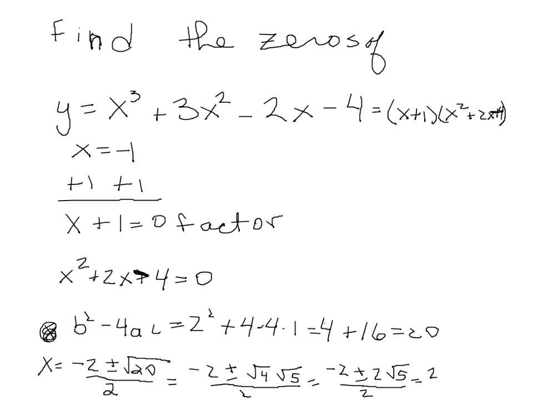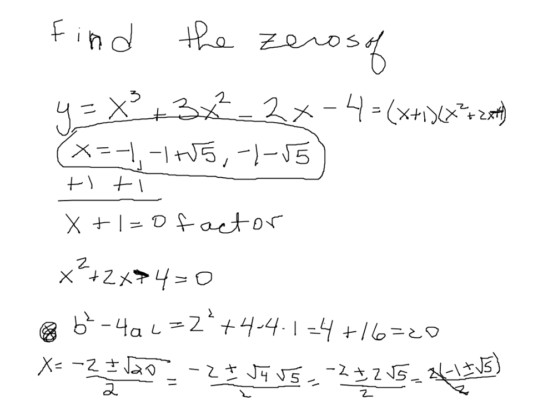And now I can, on top, factor out a 2. And those cancel. So I end up with the zeros minus 1 plus the square root of 5 and minus 1 minus the square root of 5. And there's my 3 zeros.